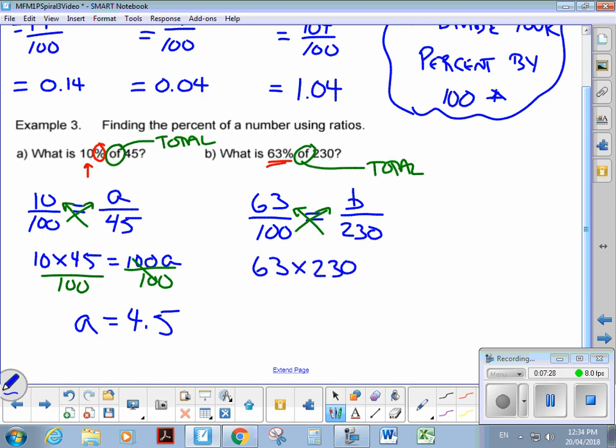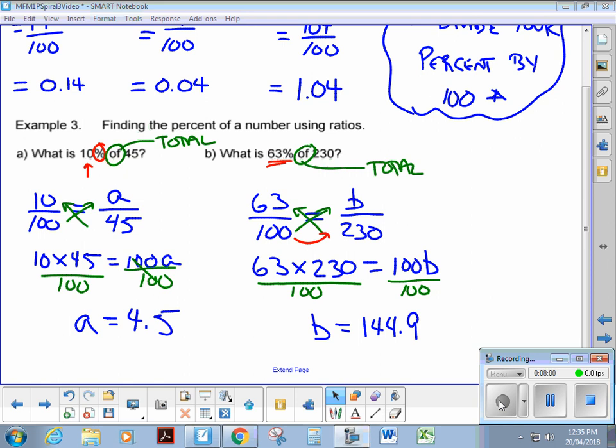Now there are some people that are using maybe the scale up method, or you're trying to figure out what times 200 will give you that. If you're comfortable with that, by all means, you continue using it. But this method, like I said, will work for you every time. So now we just plug the numbers in, times 230, divide that by 100, and we get 144.9. So if you had 144.9 out of 230, you would have 63%.